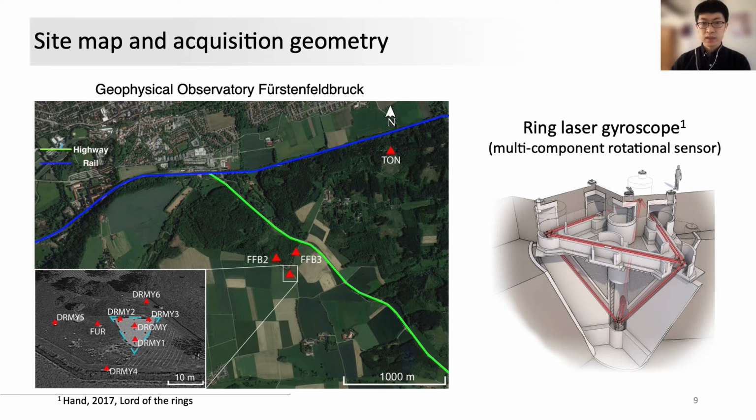In combination with the classic broadband seismometers, the newly built ring laser gyroscope at the Geophysical Observatory Fürstenfeldbruck near Munich allows us to record highly accurate and broadband 6th degree of freedom ground motions. The rotational sensor is denoted by the blue dashed triangle in the zoom-in plot, and seismometers are marked with red triangles. All seismic stations, including the rotational sensor, are in the vicinity of the highway, indicated by the green line, except one station, TON, which is closer to the railway, denoted by the blue line.